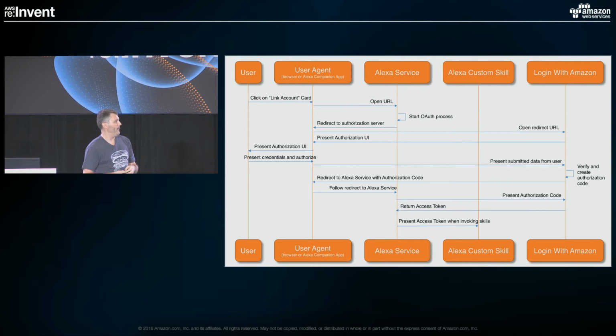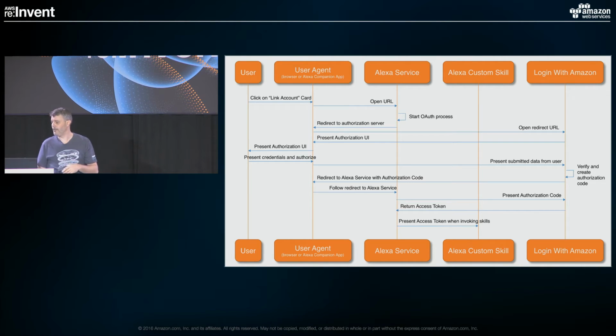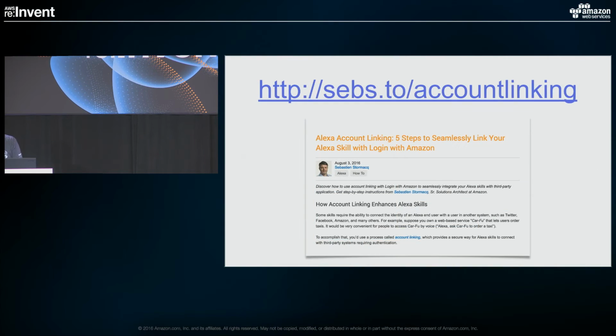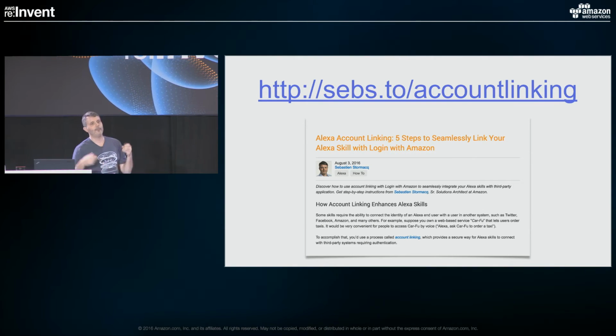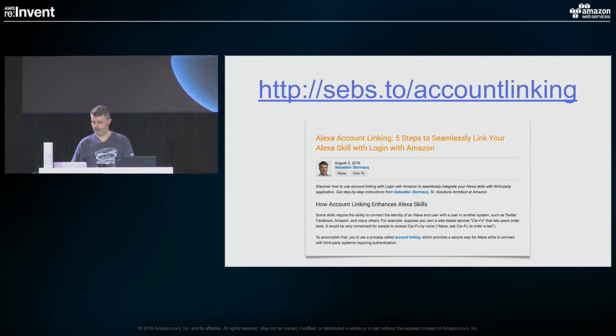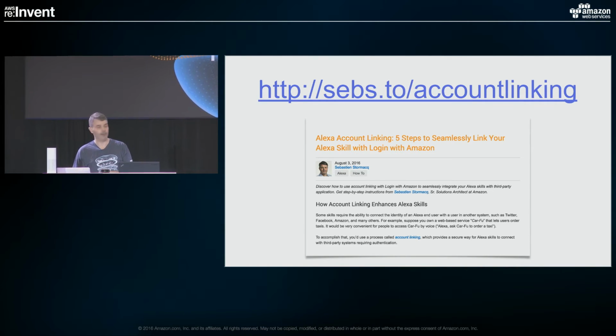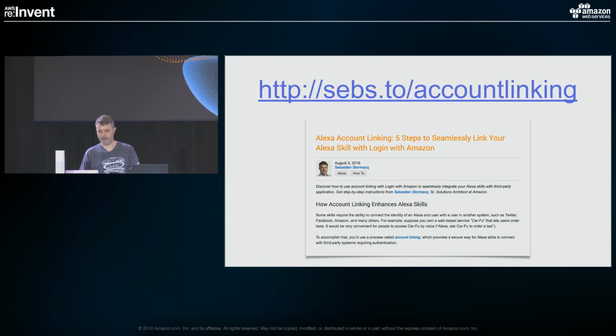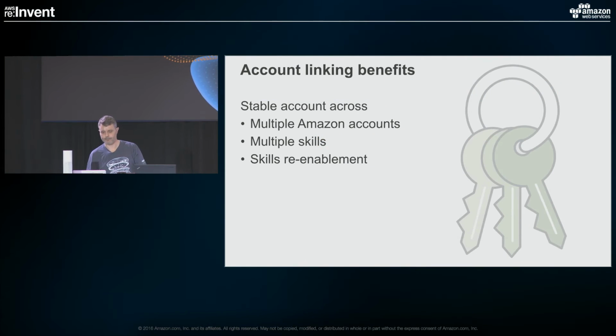If you want a detailed step-by-step instruction on how to set up a skill with account linking and login with Amazon, there is a blog article that I wrote a couple of months ago. You can take a picture of the URL. I created a short URL for you that gives you really step-by-step instructions on how to create a skill with account linking and login with Amazon, but it's quite easy to adapt to another type of identity provider.